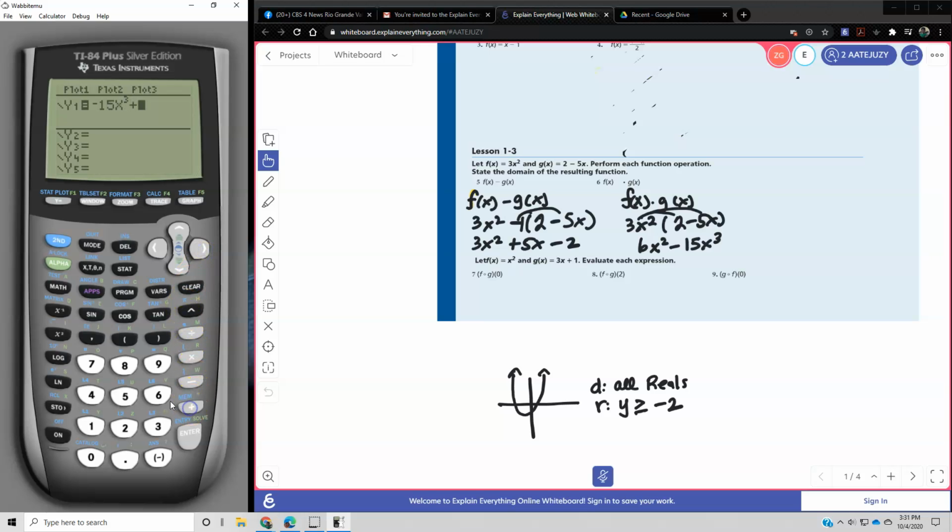Plus 6x squared. I'm going to go ahead and graph it. So I'm going to go ahead and draw it right here next to it. And it looks sort of like this. So your domain is going to be negative infinity to positive infinity, which is going to be all reals. And your range is also going to be negative infinity, positive infinity, all reals.